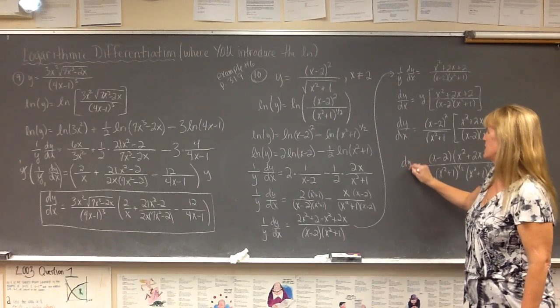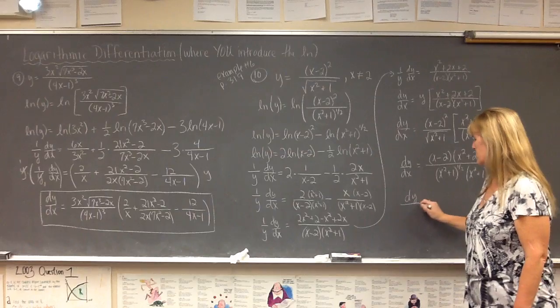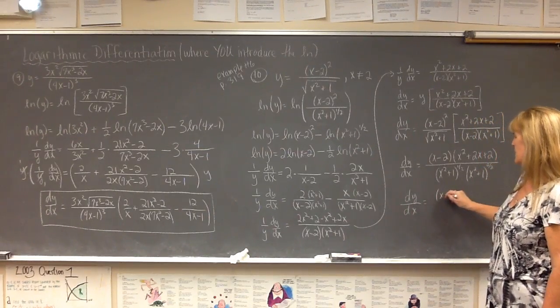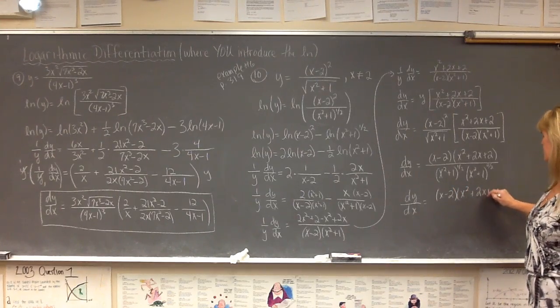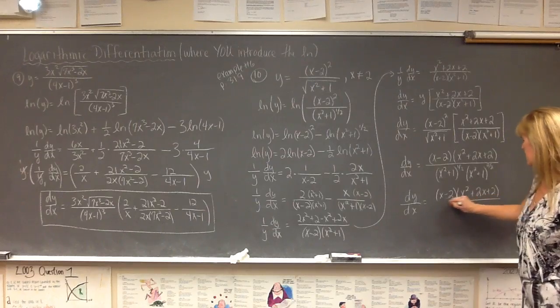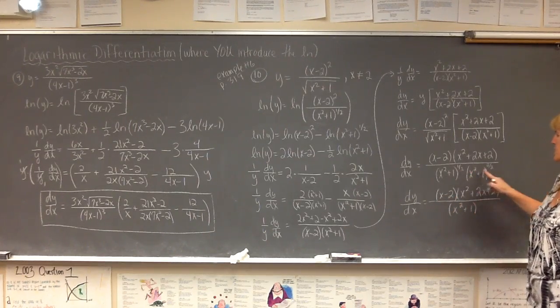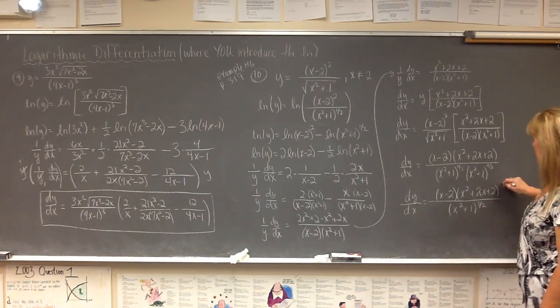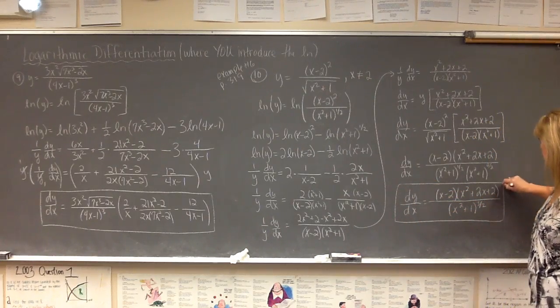My dy dx follows here. And my final answer is going to be dy dx is equal to x minus 2 times x squared plus 2x plus 2, all over x squared plus 1 quantity to the 3/2. All right? And I do believe that is what the book tells you the answer is.